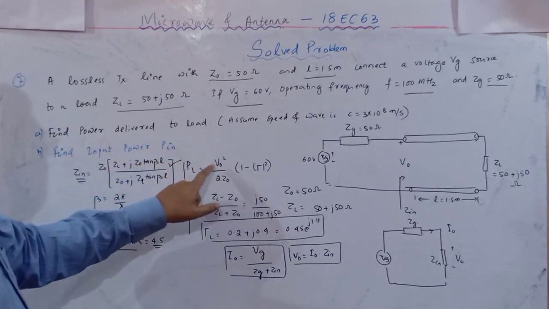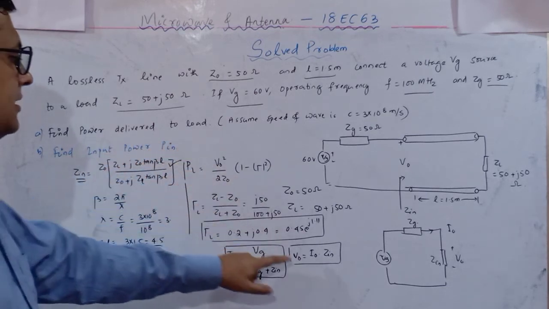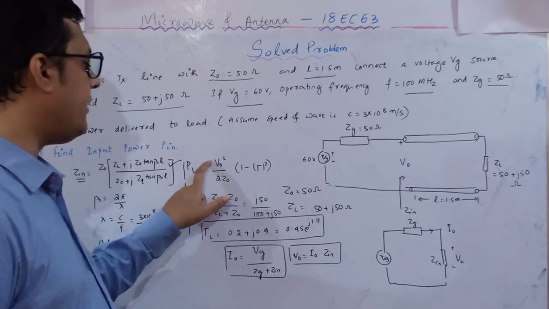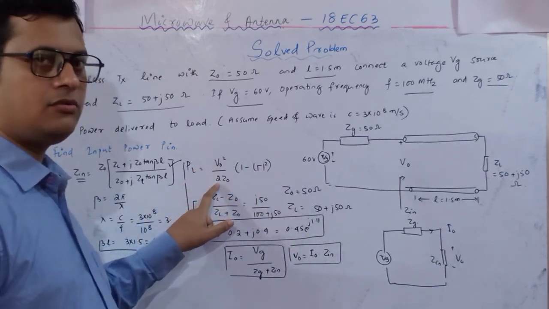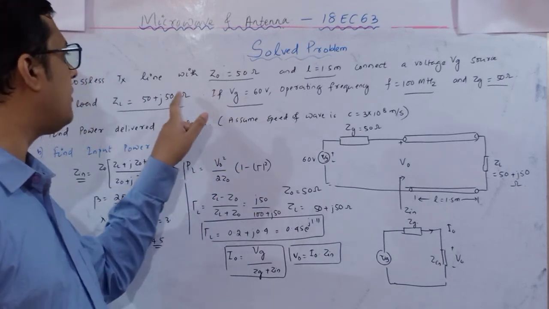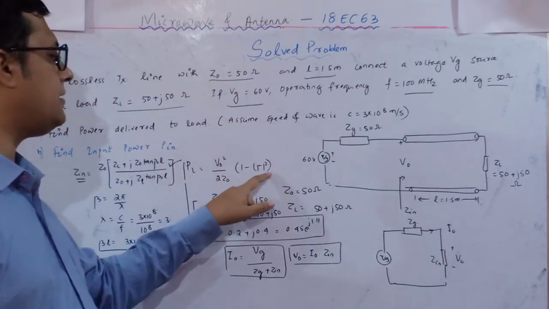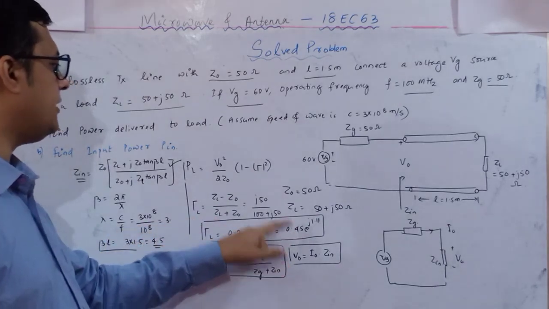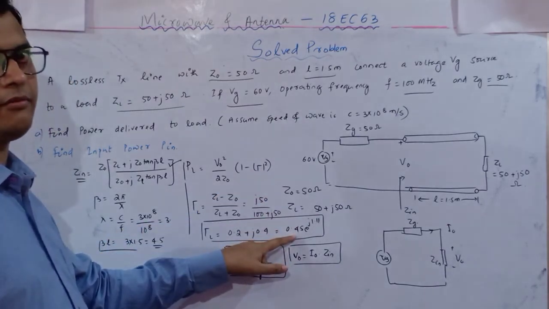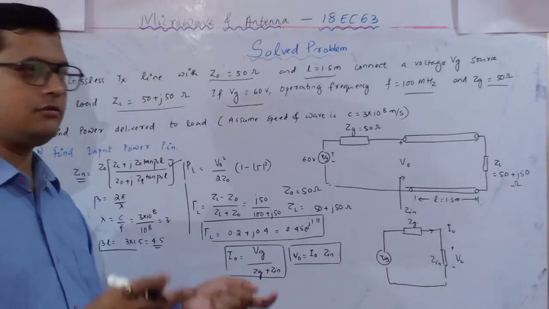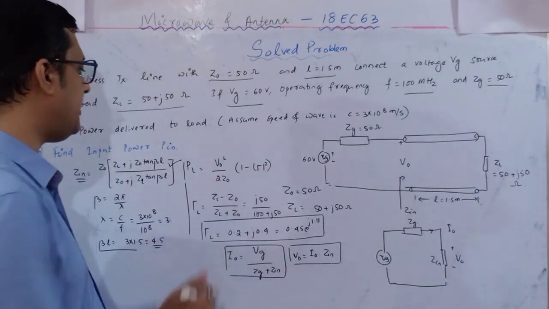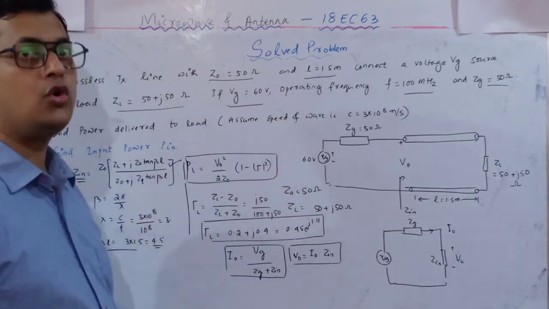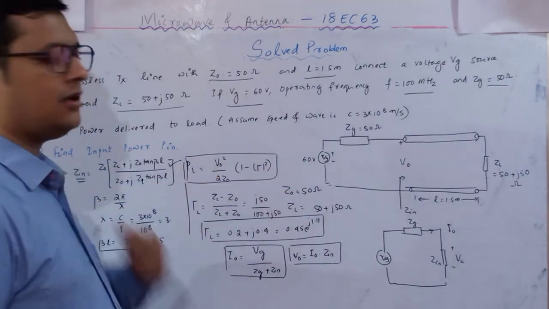Power delivered at the load. So V naught is known, whatever value we get, substitute here. Square it, divided by 2 into Z naught. Z naught is how much? 50 ohm. Times 1 minus reflection coefficient. Here we have identified the reflection coefficient. Magnitude means only 0.45 you take. 0.45 whole square, 1 minus this, multiply, you will get your load power, the power delivered at load.